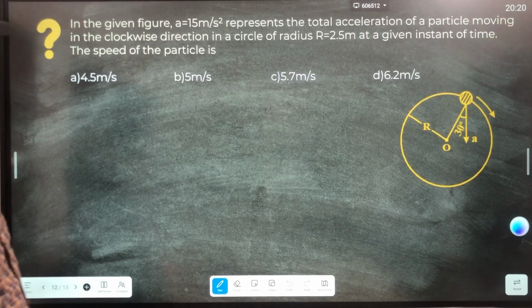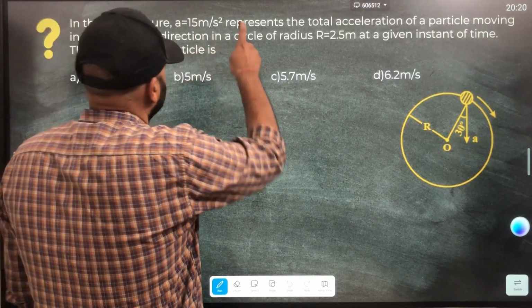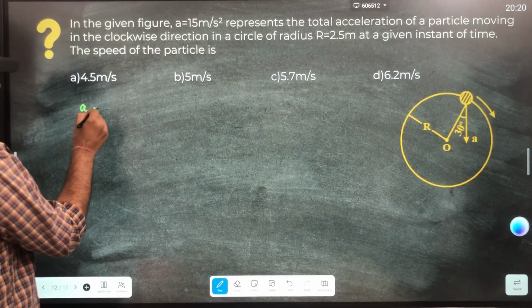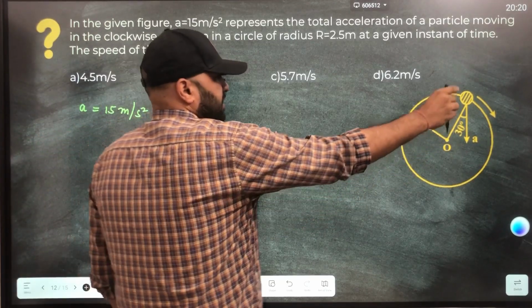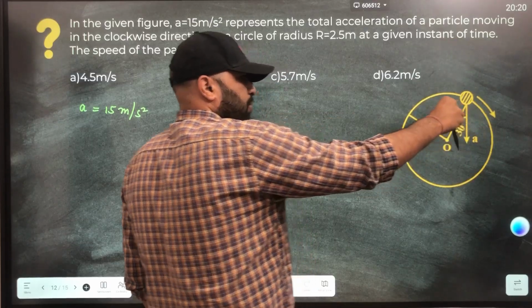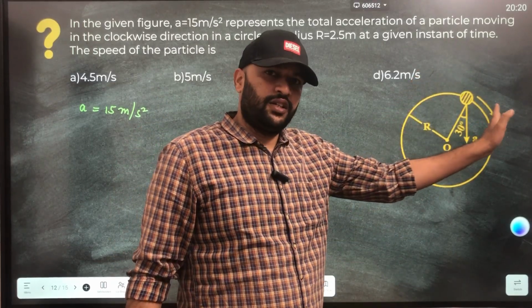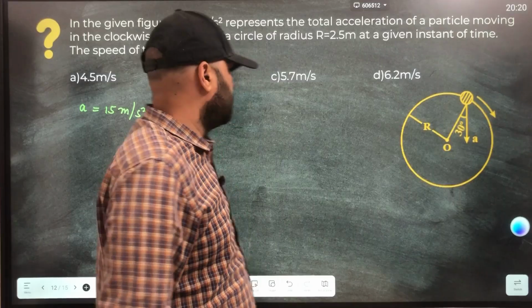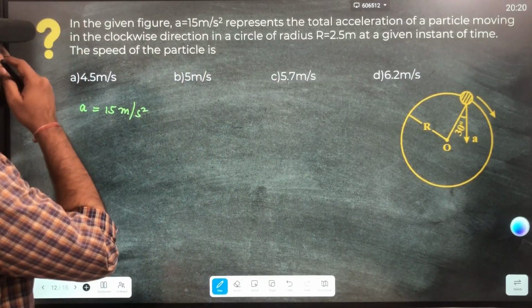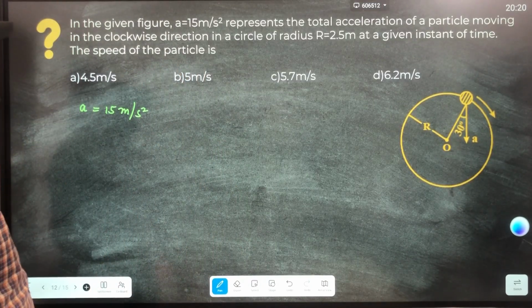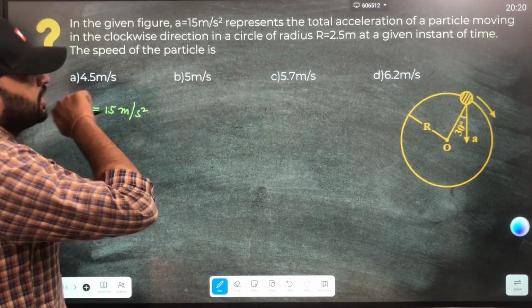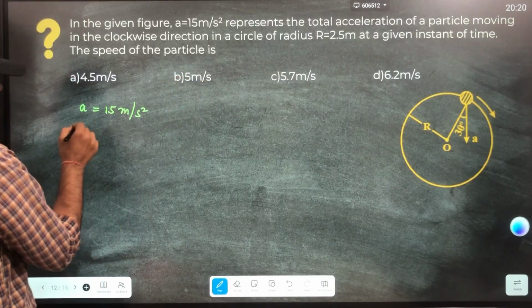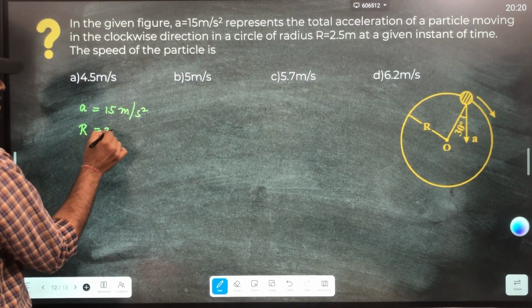Great. We have another problem. In the given figure, acceleration A is 15 meter per second square. That's our value of A, and this is our resultant acceleration. I hope you are familiar with tangential acceleration and radial or centripetal acceleration. So here it is the resultant acceleration. A is 15 meter per second square and represents the total acceleration of a particle moving in the clockwise direction in a circle of radius r, which equals 2.5 meter.